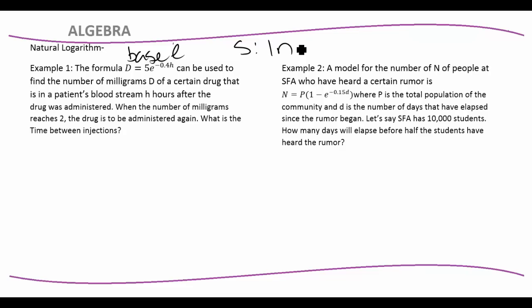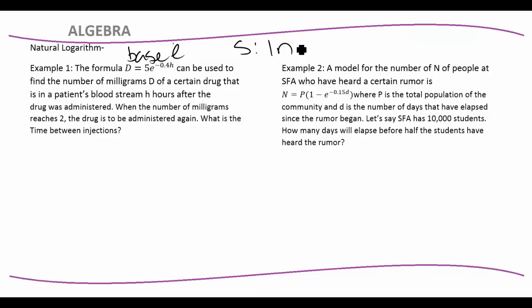First example: the formula d equals 5e to the negative 0.4h can be used to find the number of milligrams d of a certain drug that is in a patient's bloodstream h hours after the drug was administered. When the number of milligrams reaches 2, the drug is to be administered again. What is the time between injections?